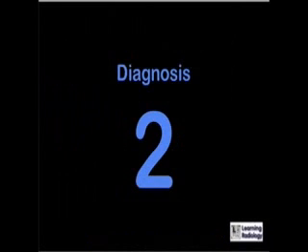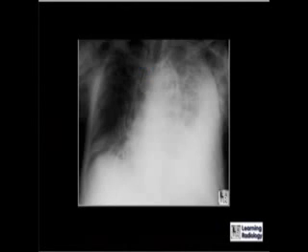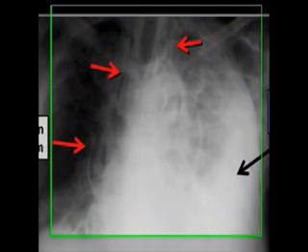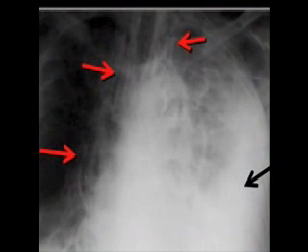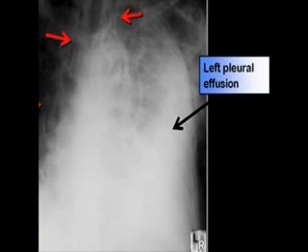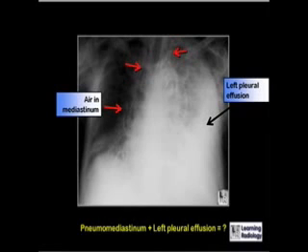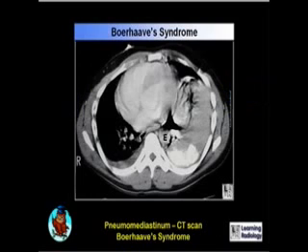This is diagnosis number 2. Why did this 43-year-old develop chest pain after vomiting? Pause your computer or MP3 player. Well, there is air in the mediastinum, as evidenced by the streaky densities that you see the red arrows pointing to, and there is a large left pleural effusion. Whenever you have the combination of a pneumomediastinum and a left pleural effusion, especially in someone with a history of retching or vomiting, the diagnosis should be Boerhaave syndrome, or rupture of the esophagus.